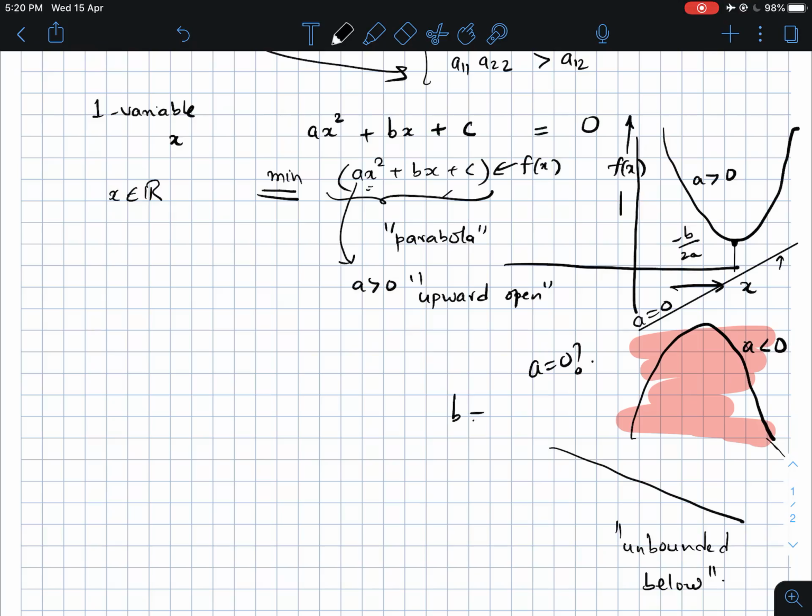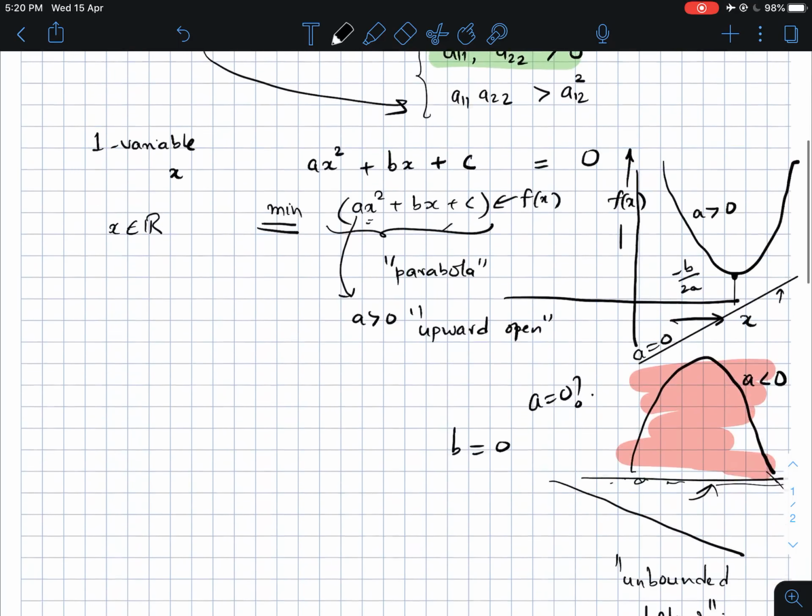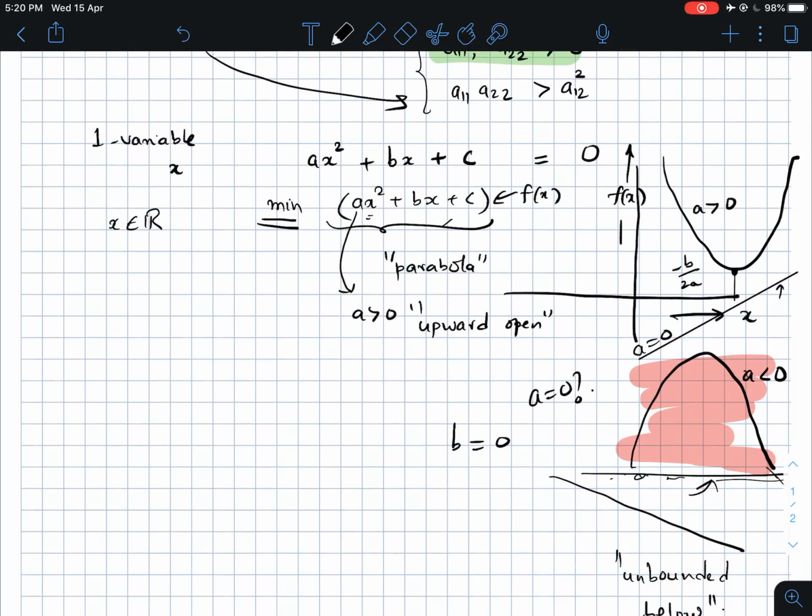Of course, if b equal to 0, then you get a slope 0 line, which is just going to be completely horizontal, right? In this case, every point is a minimum, because the function plot is simply horizontal. If a is 0 and b is 0, then the function value is just c. So every point is a minimum. So it's the trivial case.